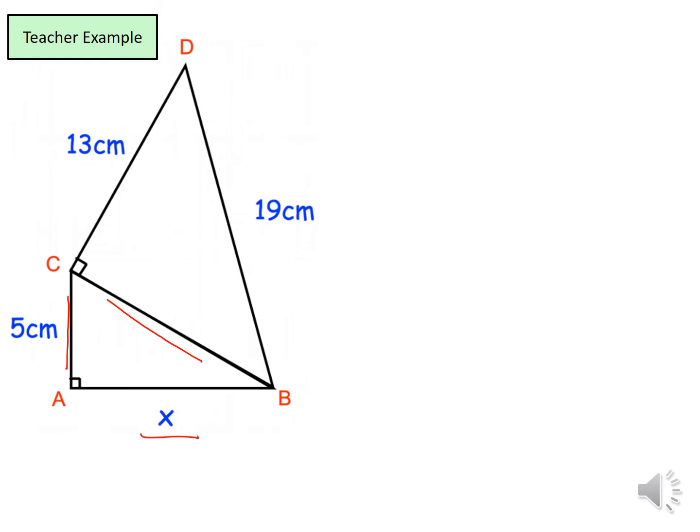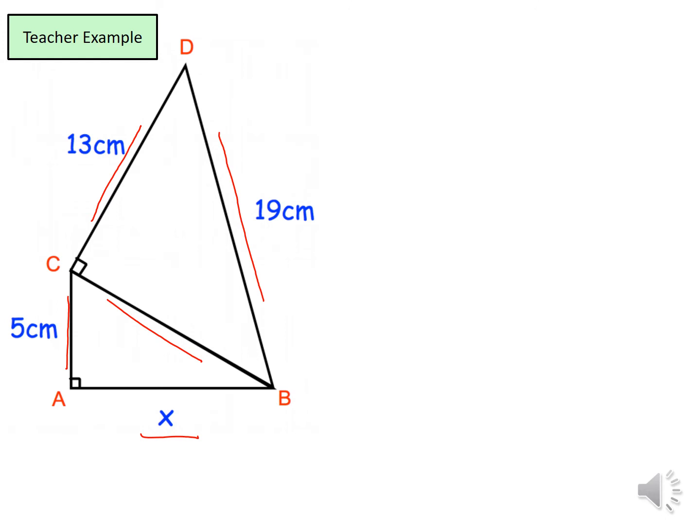Now how will I go about finding side B? Well, if I look at this big triangle, triangle BCD, I have been given the two sides. So therefore I can use them two sides to find the value of side BC.